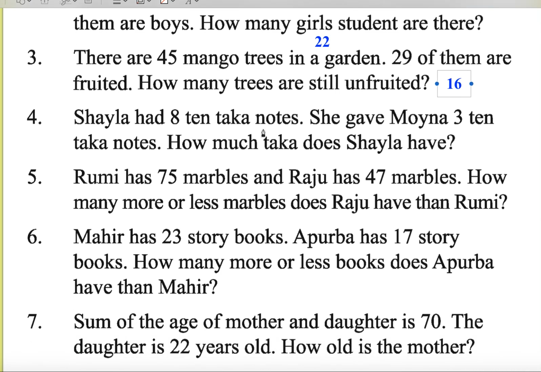Shaila had 8 ten-taka notes. She gave Moina 3 ten-taka notes. How much taka does Shaila have? 8 minus 3 is 5. 5 times 10 is 50.